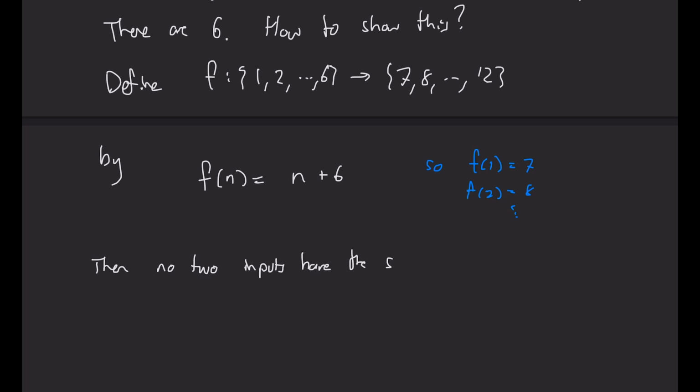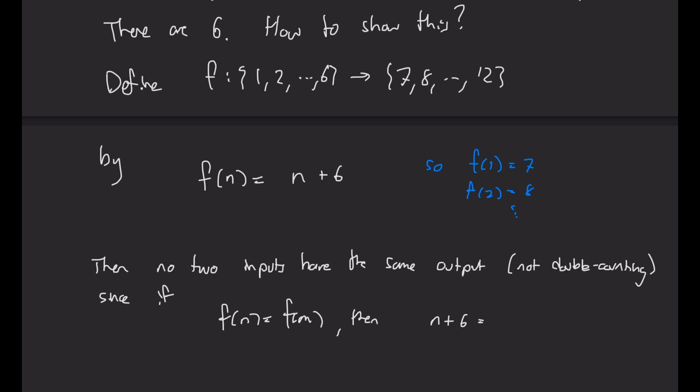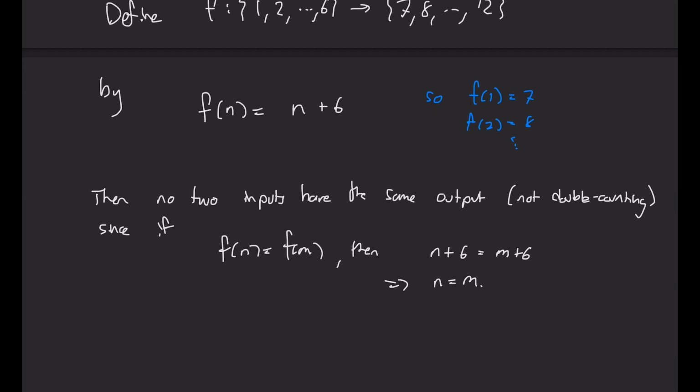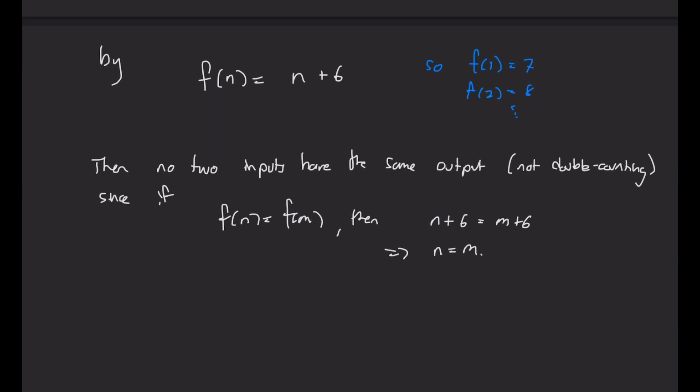First of all, I'm going to check property 2, that no two inputs have the same output. In other words, we're not double counting anything. We can prove that because if f(n) equals f(m), so if I have two outputs that are the same, then n plus 6 is m plus 6, which forces n to equal m. So I must have started with the same input. So no two different inputs can have the same output.